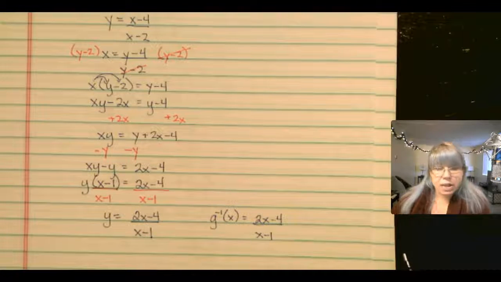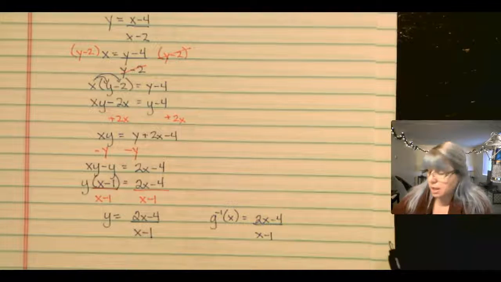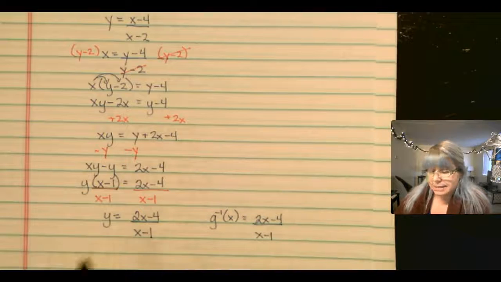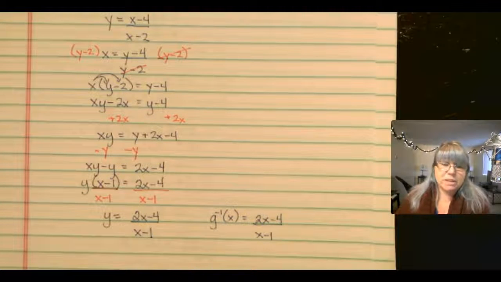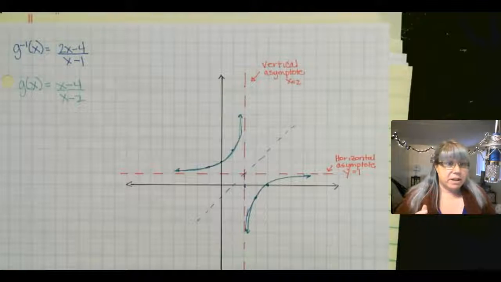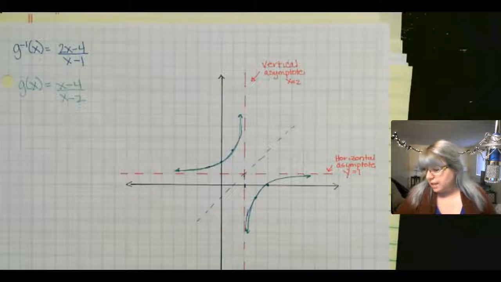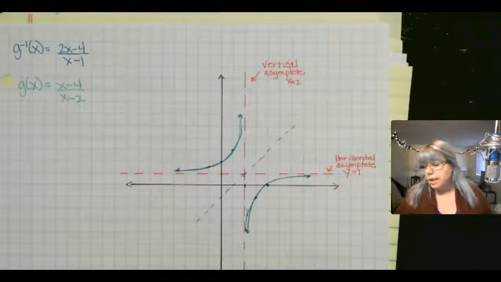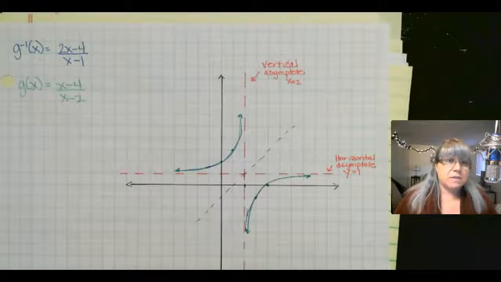Little tricky. You've got to plan out your strategy. Trying to figure out what you need to isolate is the hard part with solving these equations. So let's look at the graphs of our original function g of x equals (x minus 4) over (x minus 2) and our inverse function of (2x minus 4) over (x minus 1).